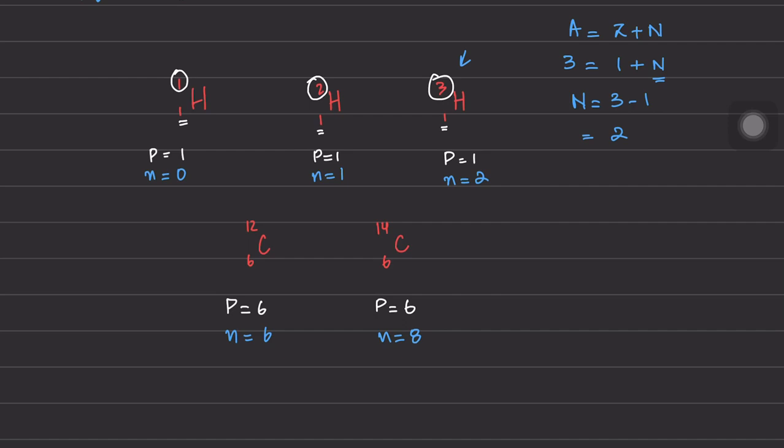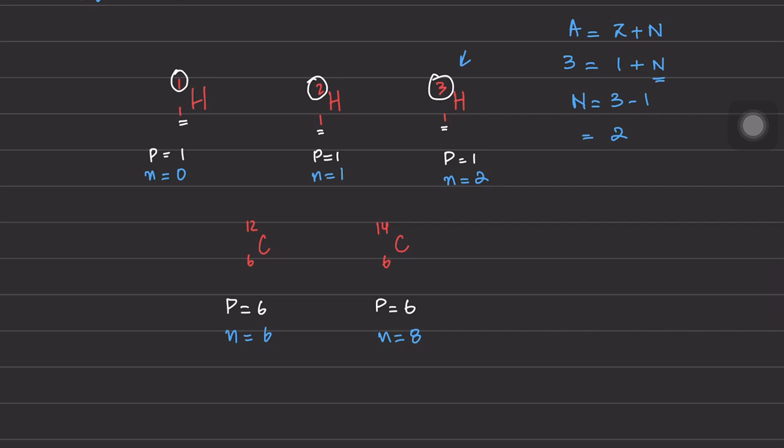So this is what it means to have isotopes. As you can see, we have a different number of neutrons, but they all have the same proton number. For the hydrogen, we have the same number of protons. The chemical properties, once again, are alike. They are very similar in all aspects.